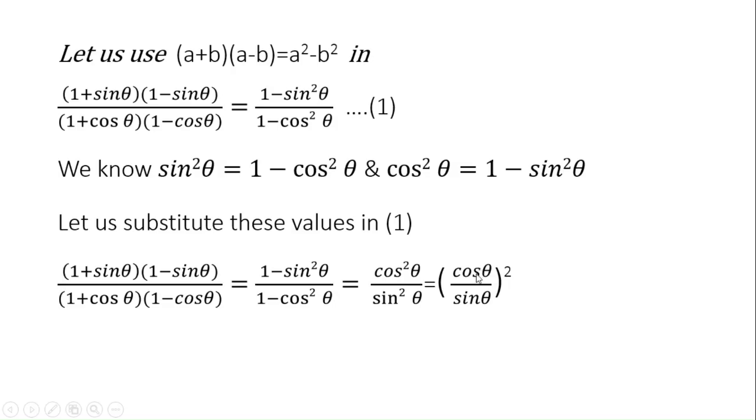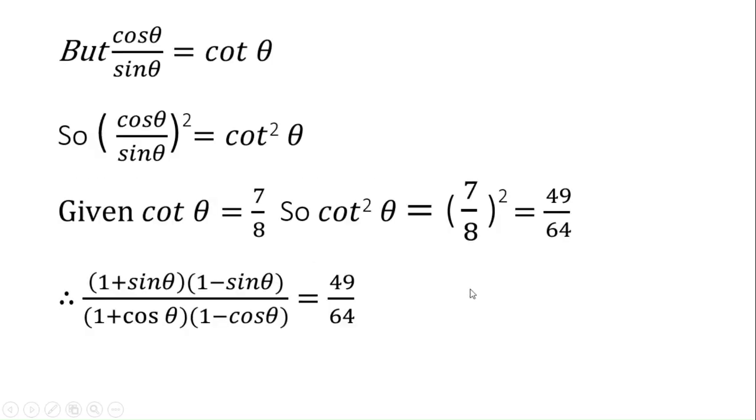But what do we know? Cos theta by sin theta is nothing but cot theta. So we are just substituting cos theta by sin theta with cot theta. So (cos theta by sin theta) whole square is nothing but cot square theta. What is given in the problem? Cot theta is equal to 7 by 8. So cot square theta becomes (7 by 8) whole square, that is nothing but 49 by 64.